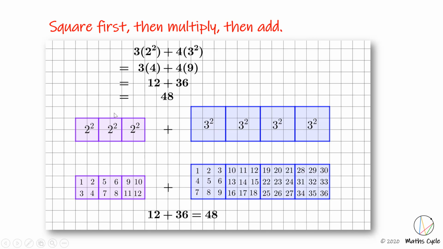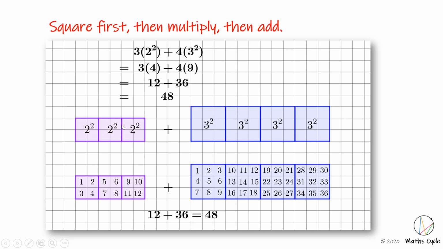The first thing we need to do is know how many squares are in each of my squares. What's the area of each of my squares? So we square first. 2 squared is 4 and 3 squared is 9. Then I'm going to multiply my 4 by 3 because I have 3 of these squares, which is 12. And then I'm going to multiply my 9 by 4 because I have 4 of these squares, which is 36.